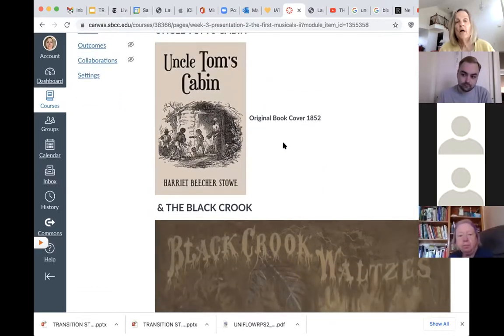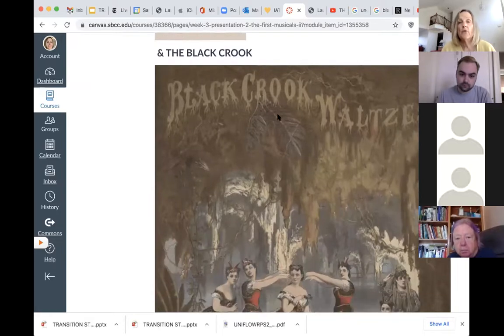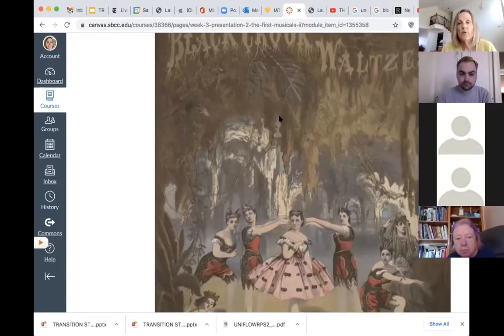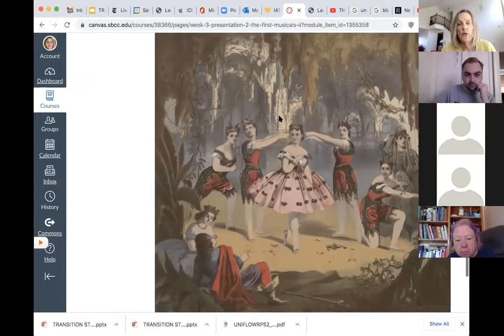So we'll talk about the very famous stage version of Uncle Tom's Cabin. It became many, many stage versions. And then the Black Crook. This is an illustration from the Black Crook waltzes. You can see this would be a ballet portion. As always, we have our scantily clad girls, low cut, décolletage showing, flesh-colored tights, like perhaps they're almost nude. And then this very elaborate stage background.